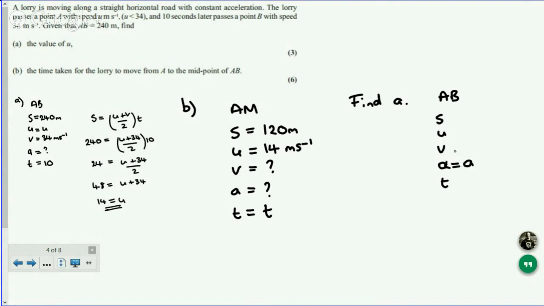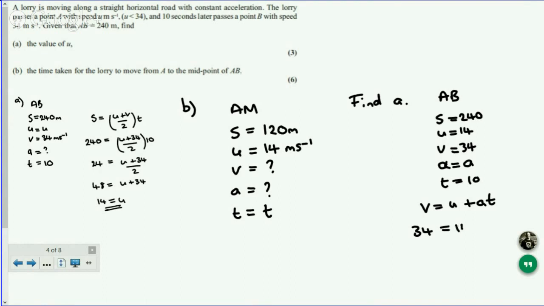So this time I want to find A. I know my initial velocity, I know my distance, and I know my time for this one. And I also know the final velocity. So we've got a fair old choice of different ones. What I tend to do, if you could choose any equation to work with, is choose one that's relatively easy to handle. So I'm going to choose V equals U plus AT.